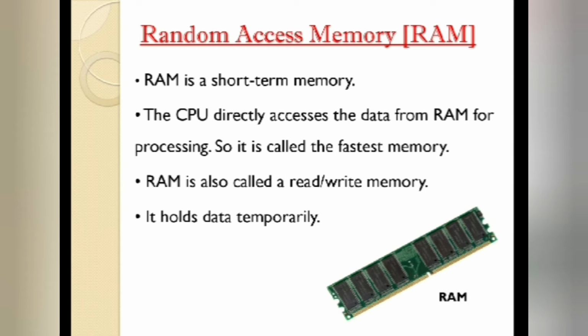So RAM is called volatile memory. Why is it called volatile memory? Because RAM loses the data when the power is off. It holds the data temporarily.